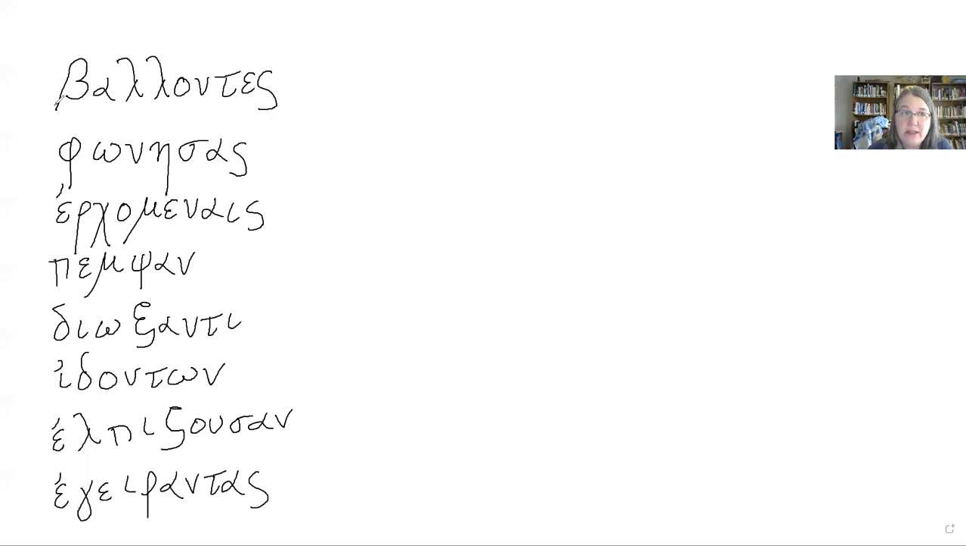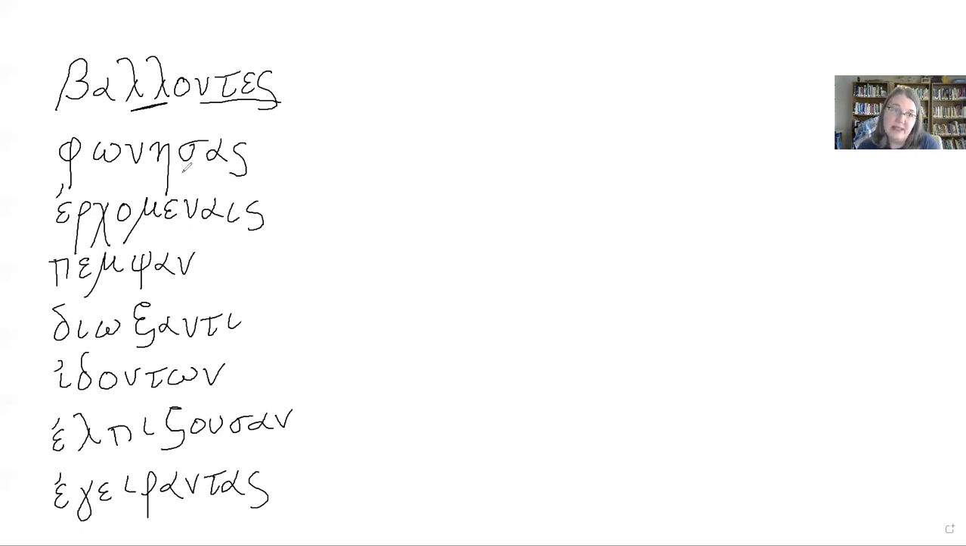So I look at balontes and immediately I recognize the 2 lambdas. The 2 lambdas tell me that this is the present stem. And then I look at ontes and I recognize, oh, that's the masculine plural nominative form of the participle. So there you go. That's that one.